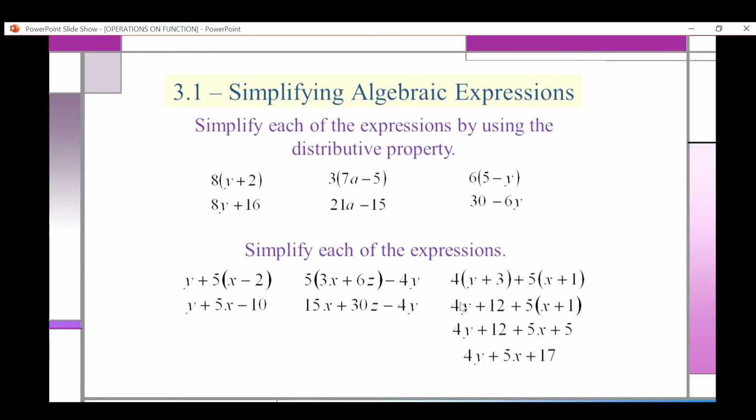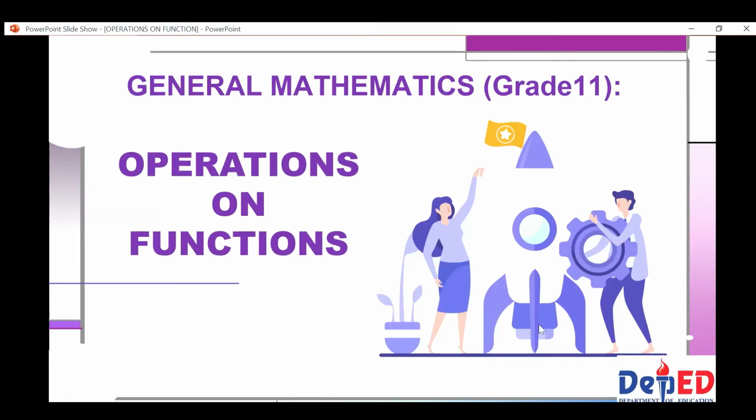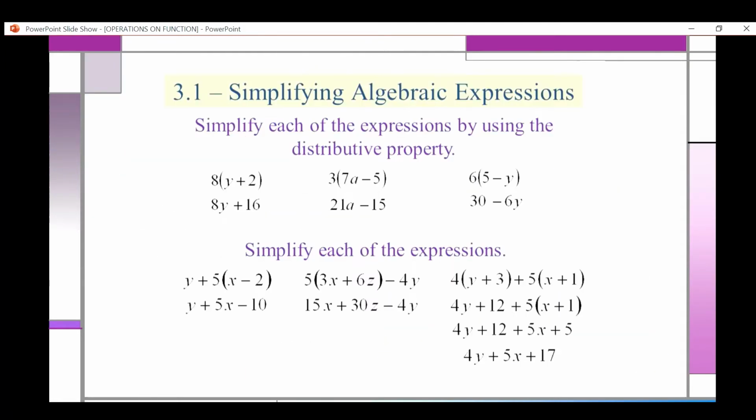Then, combining like terms. So, dito na tayo. Ano ba yung magkapareho? 4y, wala. So, just copy. 5x, wala rin kapareho. So, bring down lang natin. Then, ito yung constant natin or yung number. So, 12 plus 5, that is 17. Okay?